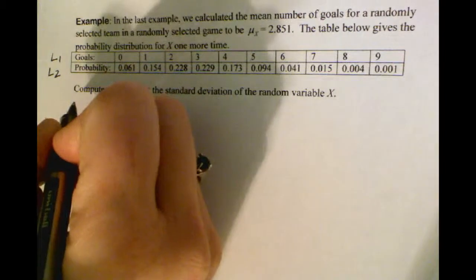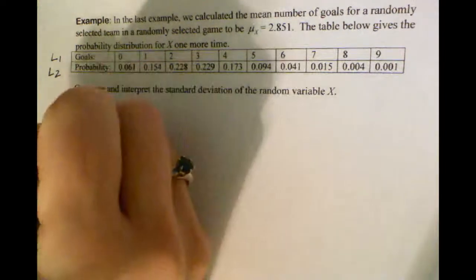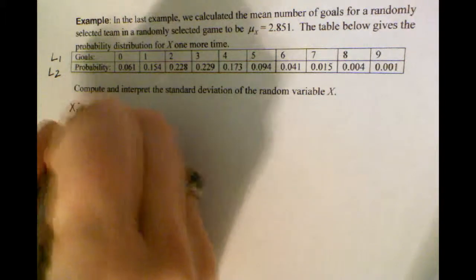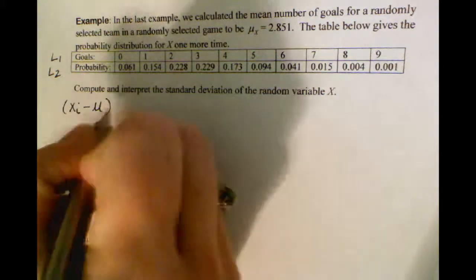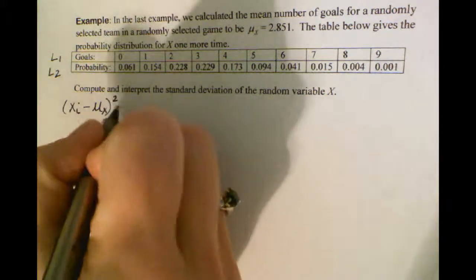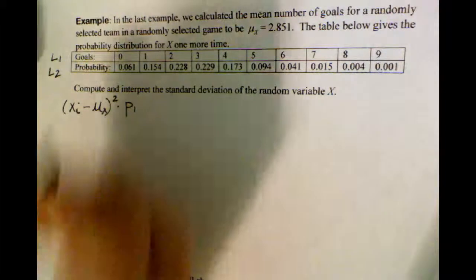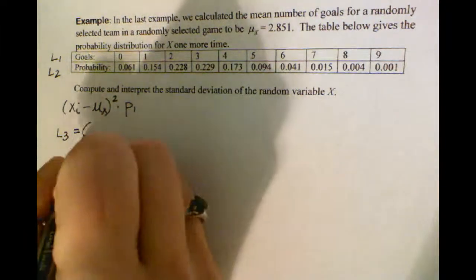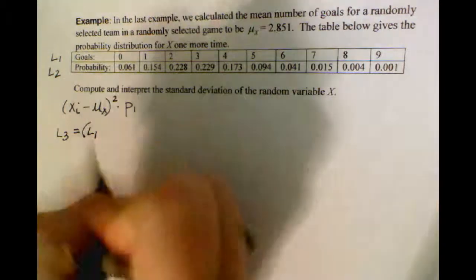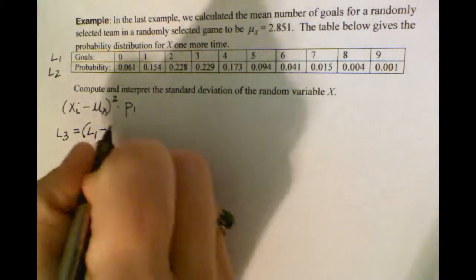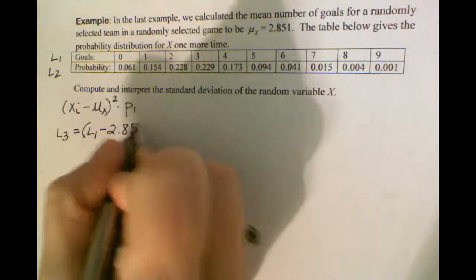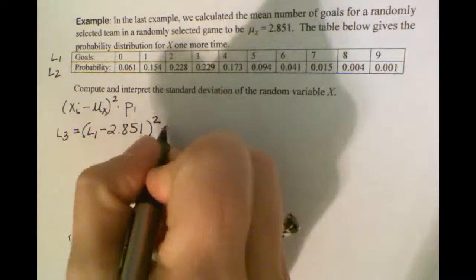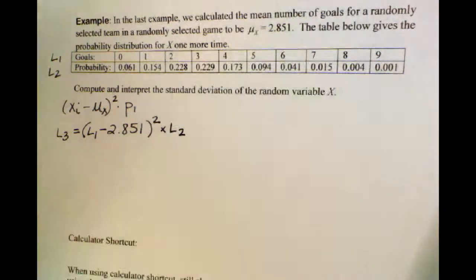Then remember, what I need to do is take each x minus the mean, square it, and multiply by the probability. So in list 3, get the blinking box, I'm going to take my x's, which are in list 1, subtract the mean, which we found was 2.851, square it, and multiply by our probabilities, which is in list 2.